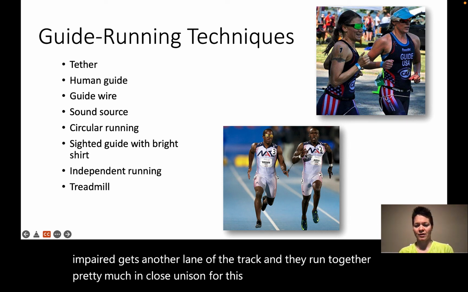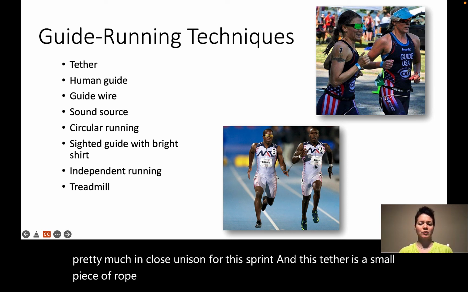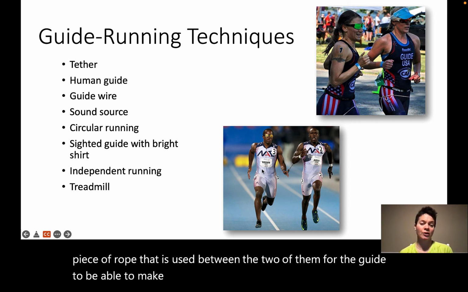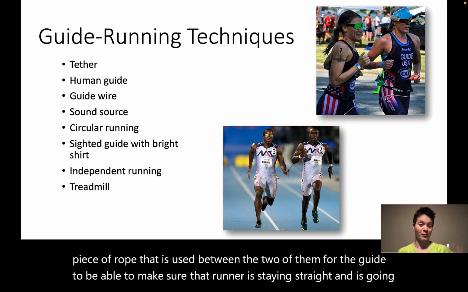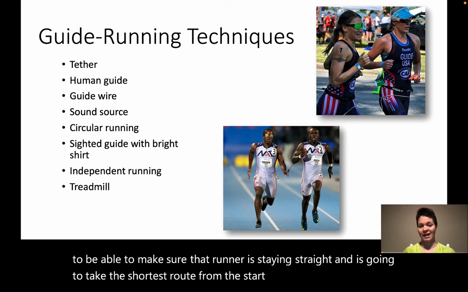This tether is a small piece of rope that is used between the two of them for the guide to be able to make sure that the runner is staying straight and is going to take the shortest route from the start blocks to the finish line.